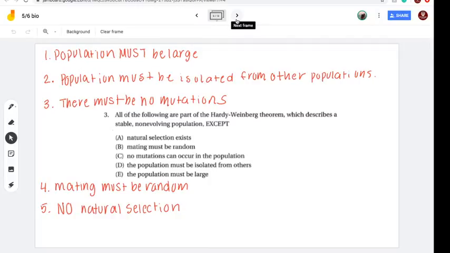So if we look at answer choice A, if natural selection were operating, then the population would be evolving. But Hardy-Weinberg describes a population in equilibrium, or in other words, not evolving. All the other choices describe populations that are stable and not evolving, but choice A, which says natural selection exists, is an exception. So the answer for number 3 would be choice A.